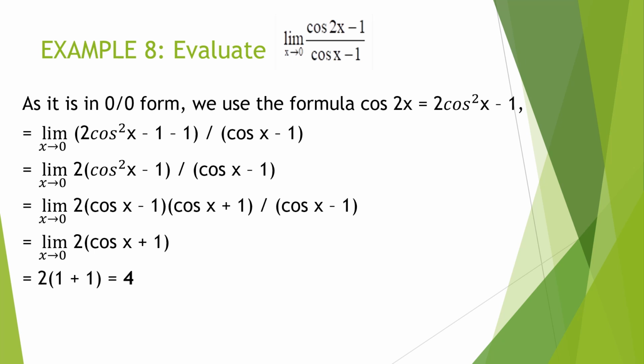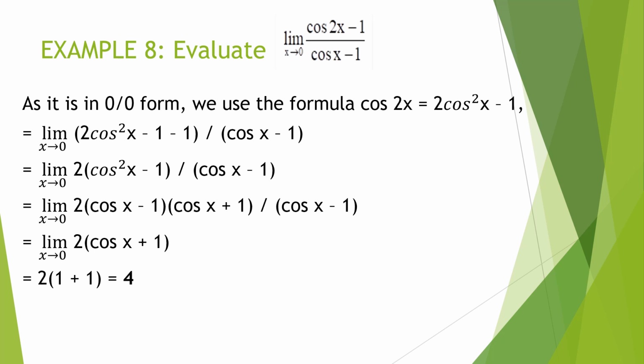Evaluate limit x tends to 0, cos 2x minus 1 upon cos x minus 1. Now first of all it is in the 0 by 0 form. Remember, in all the examples first you check it and generally it will be in the 0 by 0 form, so you will need to further simplify it. Because if I put x as 0, cos 0 is 1, so 1 minus 1 is 0, even denominator 1 minus 1 is 0, 0 by 0 form. So we need to further factorize it.